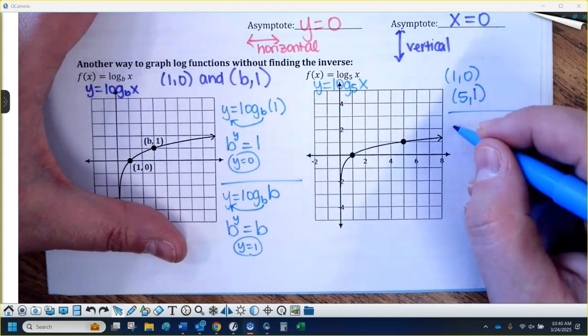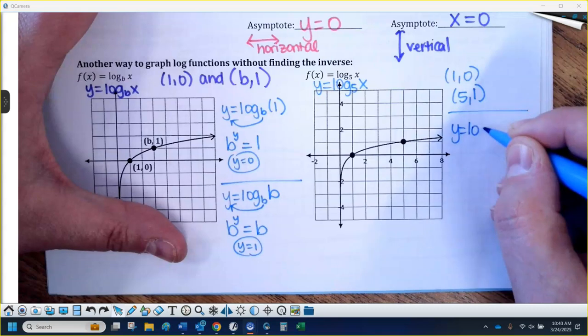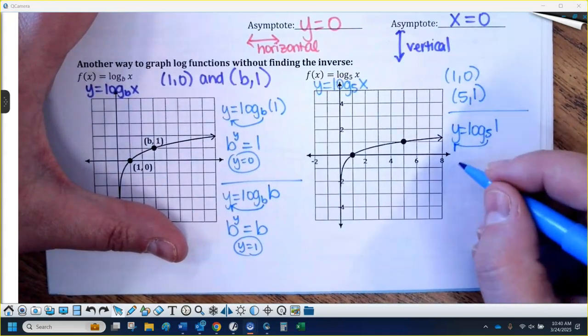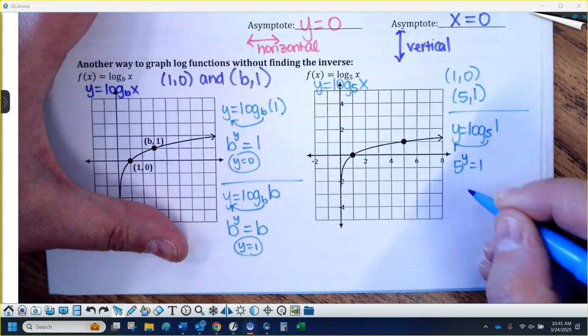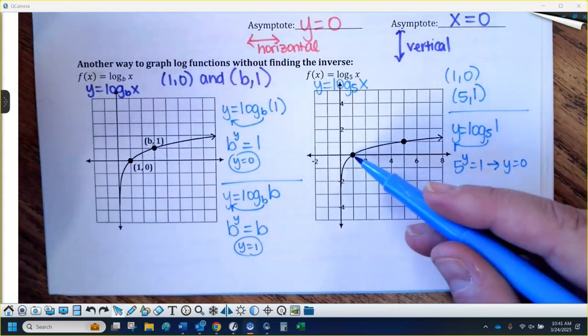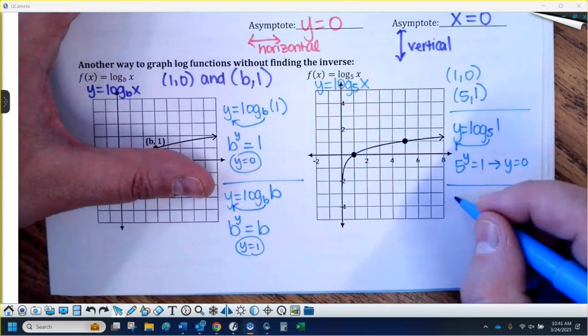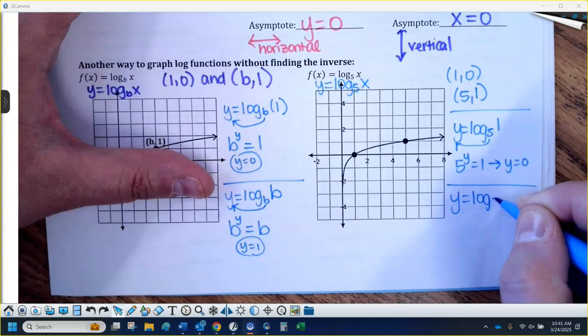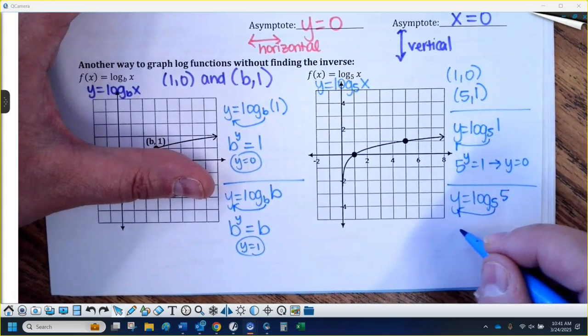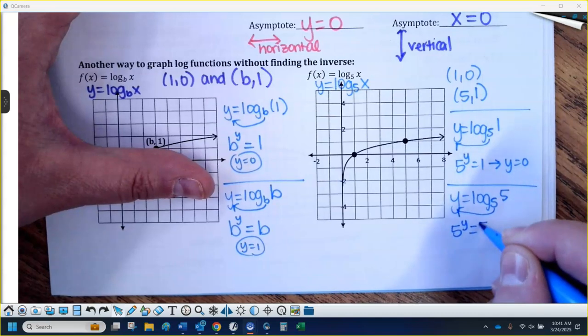If I do y equals log base 5 of 1, and I swoosh this over, we'd have 5 to the y equals 1. So in that case, y would have to be 0. So there's that point right there. If I do y equals log base 5 of 5, and I swoosh this over here to solve it, we'd have 5 to the y equals 5.